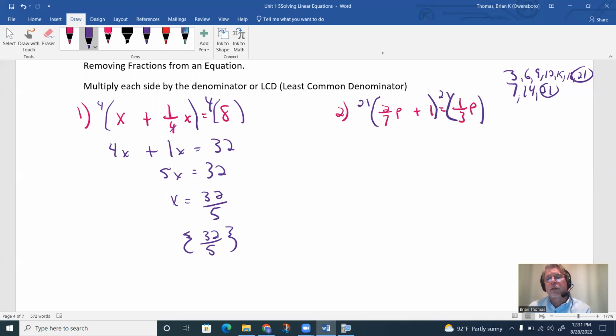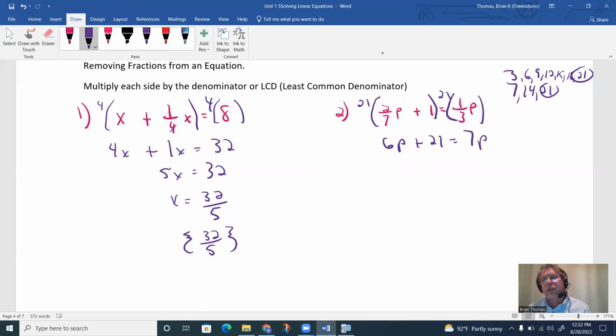So notice how, again, I'm going to start with the denominator. 7 goes into 21 3 times, and then 3 times 2p is going to be 6p. And then 21 times 1 is going to be a 21. Again, I'm going to start with the denominator. 3 goes into 21 7 times. 7 times 1p is going to be 7p. So I can write this equation as 6p plus 21 equals 7p.